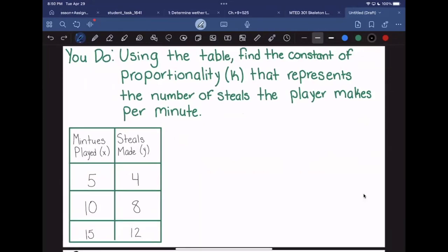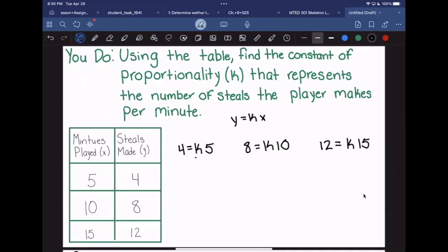Okay, in order to find the constant of proportionality, we're going to utilize the equation of proportionality. So we have y is equal to kx. Our first equation we're going to set up is 4, or y, is equal to k times 5. Our next equation will be 8 is equal to k times 10. And our last equation will be 12 is equal to k times 15.